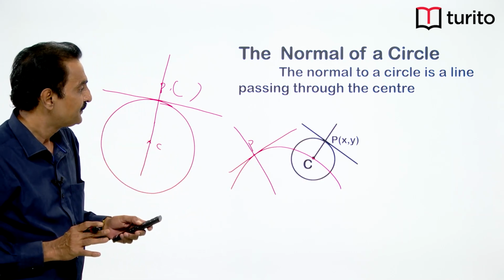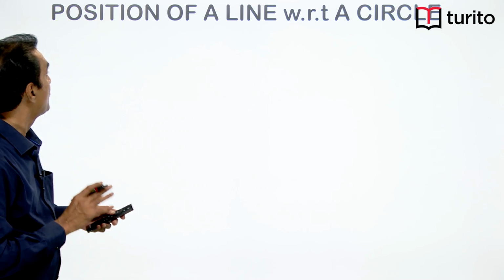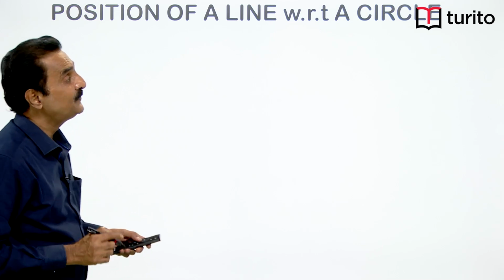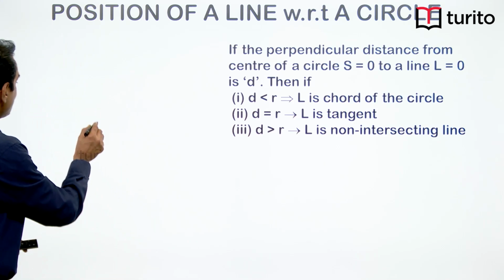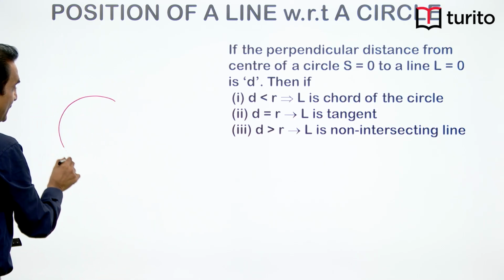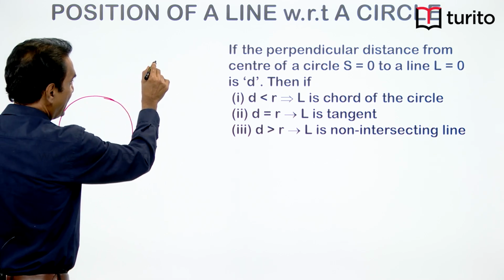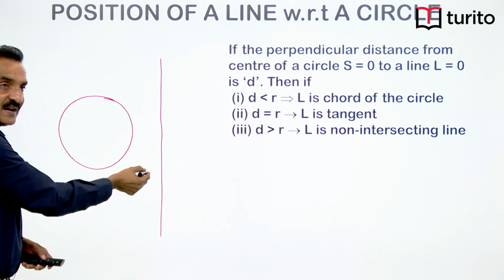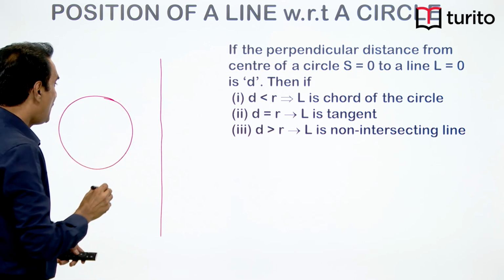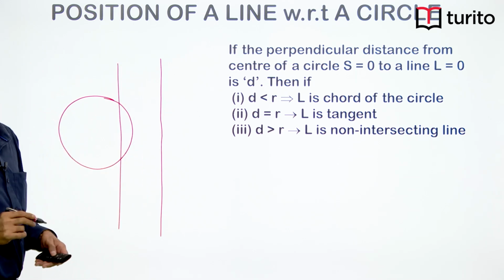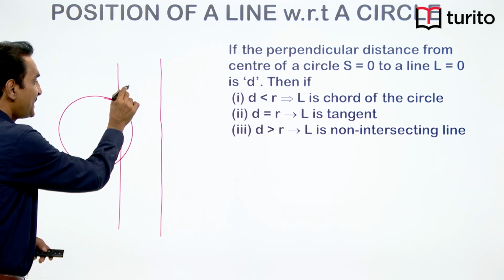Now, position of a line with respect to a circle. Suppose a circle is like this, a line is like this. This line may be completely outside the circle, or it may be an intersecting line, or it may be a touching line.